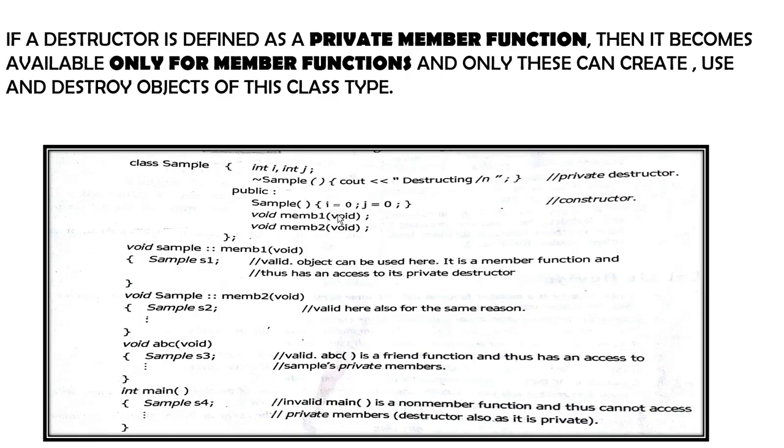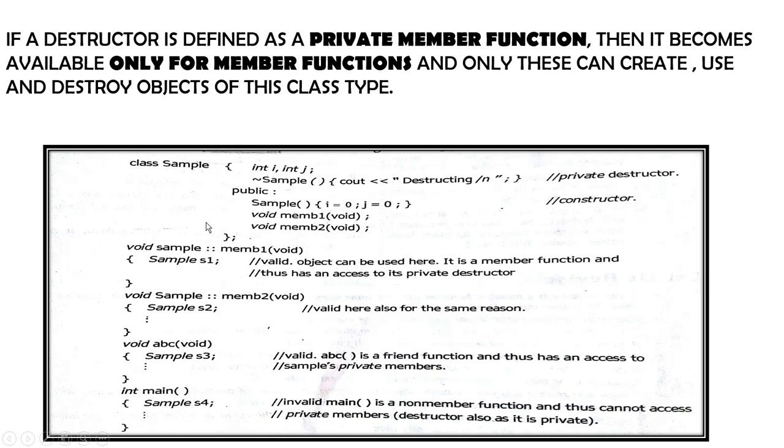Now there is one condition here. If you are declaring the destructor inside the private section of the class, then there is one rule: you can only create the object of the class in a friend function or in a member function. You cannot create the object in a non-member function. Here you can see it is the same as in the case of constructors, that if you are defining it inside the private section, then there is this rule.